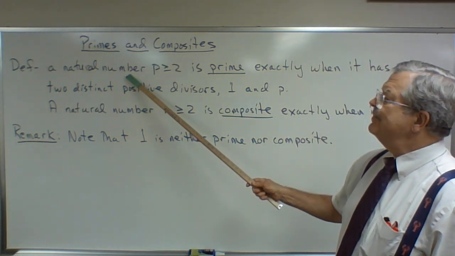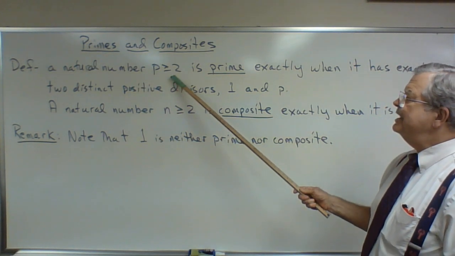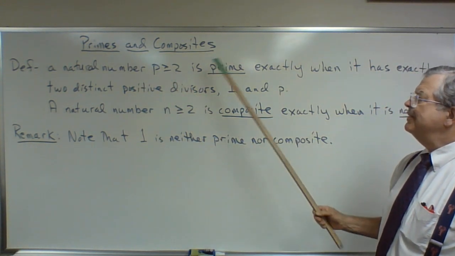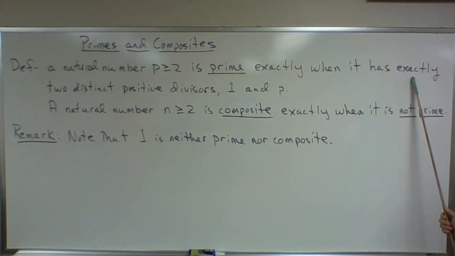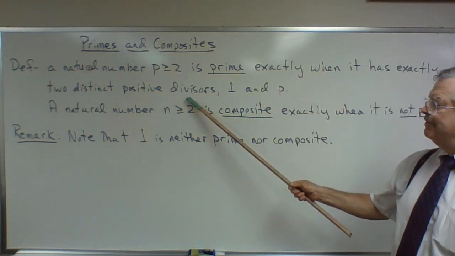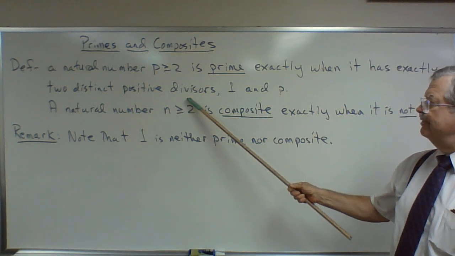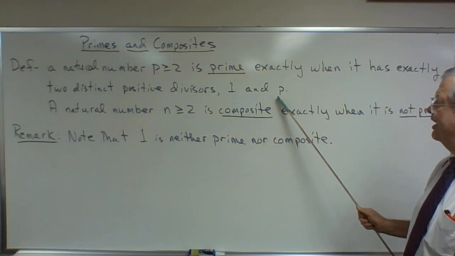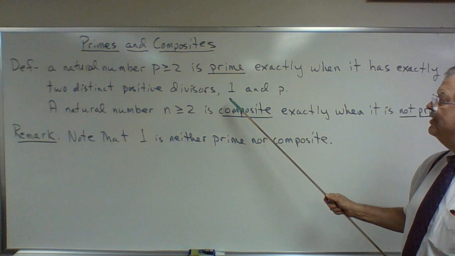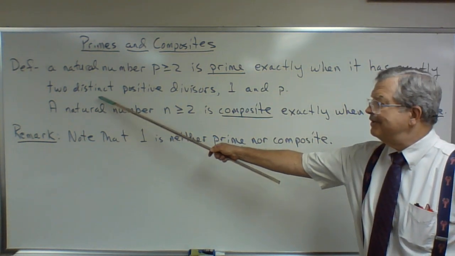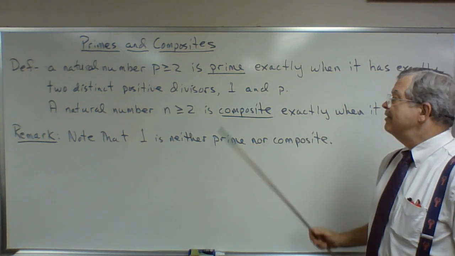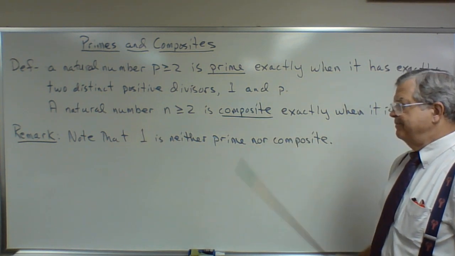First definition, a natural number p greater than or equal to 2 is prime exactly when it has exactly two distinct positive divisors, one and itself. And notice that these two positive divisors have to be distinct in order for the number to be prime.